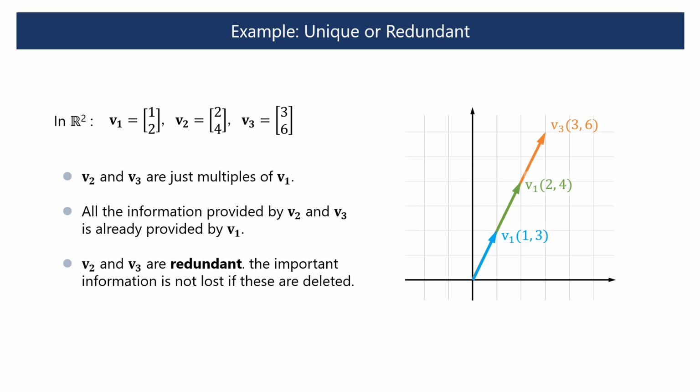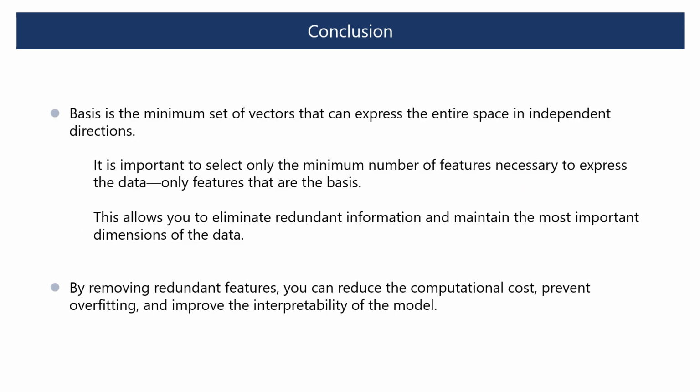When depicted as a diagram, the three vectors are related in this way. You can see that they are different lengths but point in the same direction. The basis is the minimum set of vectors that can express the entire space in independent directions. It is important to select only the minimum number of features necessary to express the data, that is, only features that are the basis. This enables us to eliminate redundant information and maintain the most important dimensions of the data.